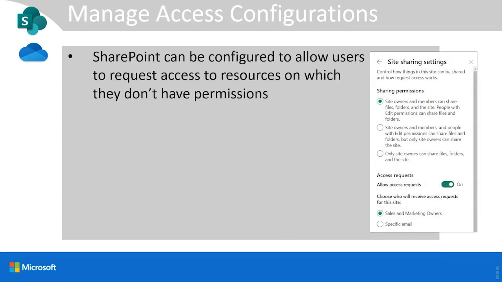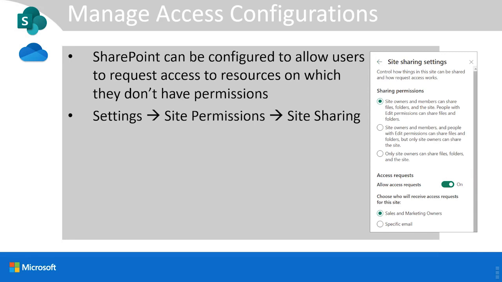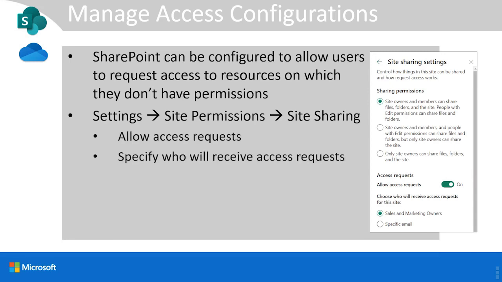SharePoint site admins can also manage how sharing works at the site level. Admins can go to the Settings menu and select Site Permissions. From there, they can select Site Sharing. There, in addition to configuring who is permitted to share files, folders, and the entire site, they can also allow users without permissions to request access and specify who the email goes to when a request is made.